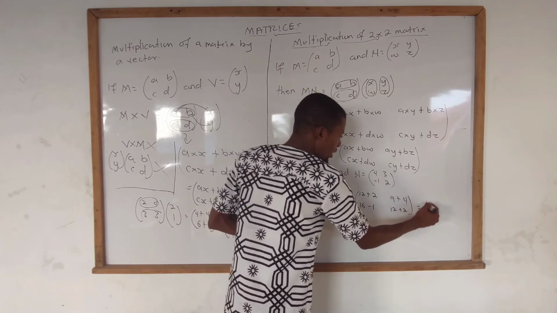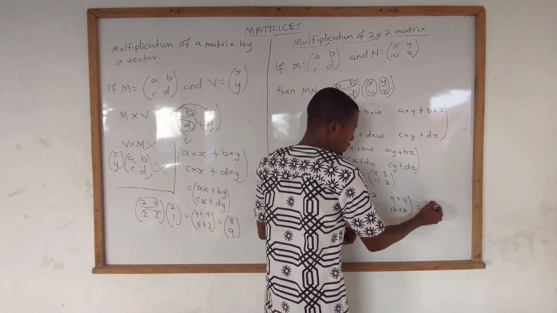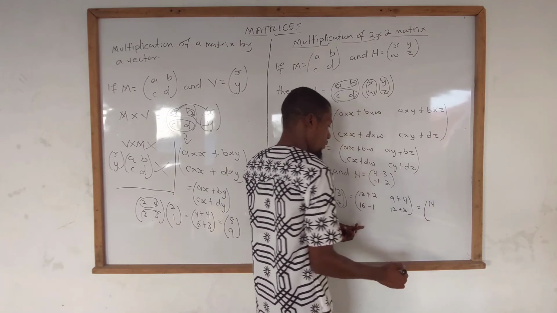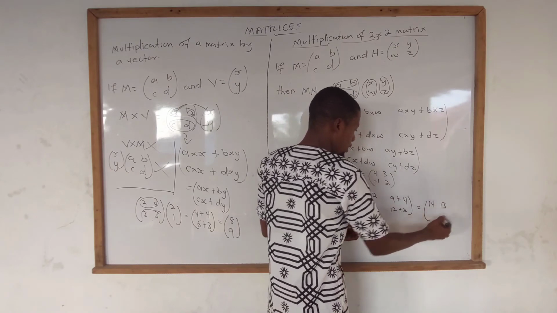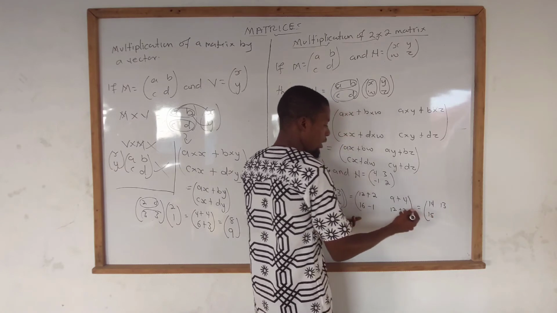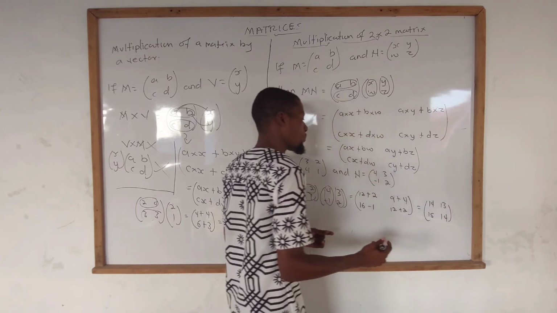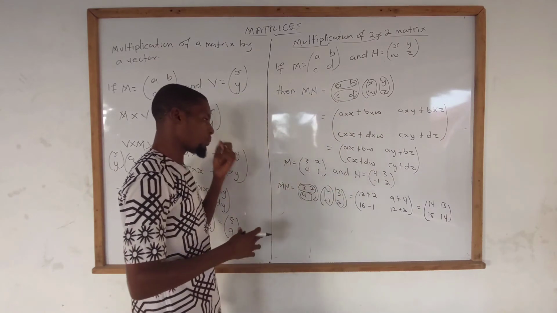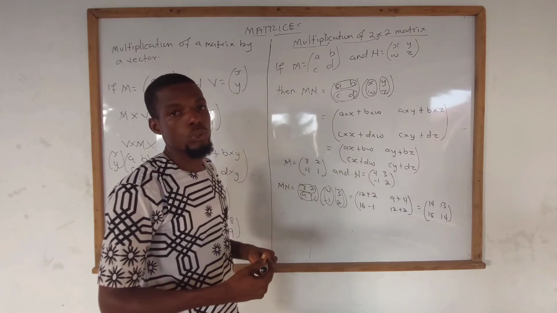So at the end, the final answer is going to be, now 12 plus 2 is going to give me what? 14, right? And then 9 plus 4 is going to give me 13. Now 16 minus 1 is going to give me 15. And then 12 plus 2 is going to give me 14. So whenever you multiply a 2 by 2 matrix, the resulting answer is going to be what? You still get a 2 by 2 matrix.